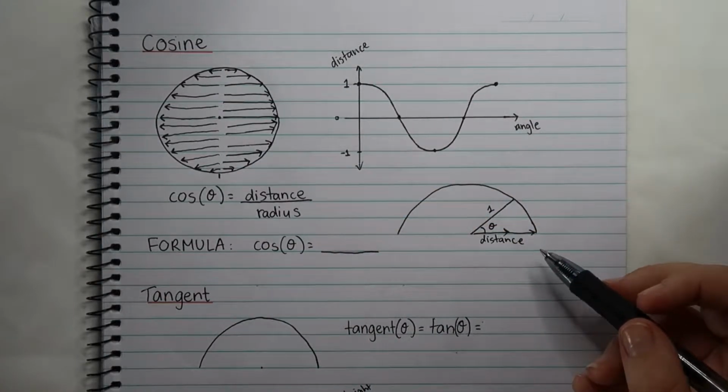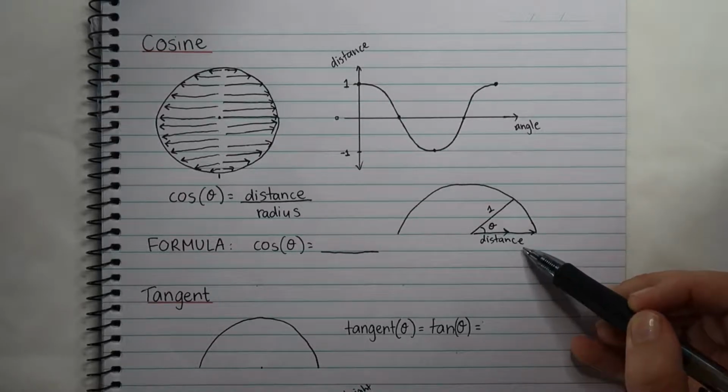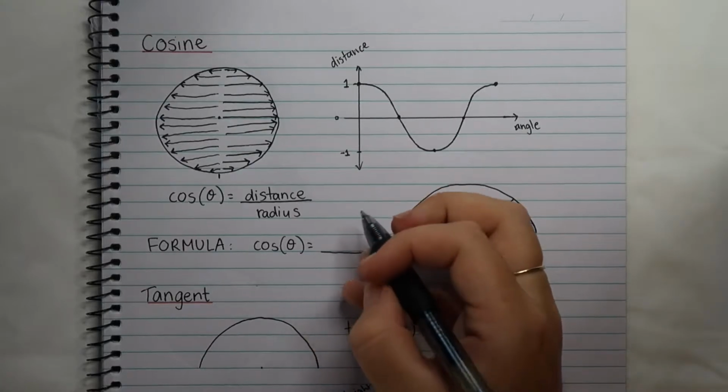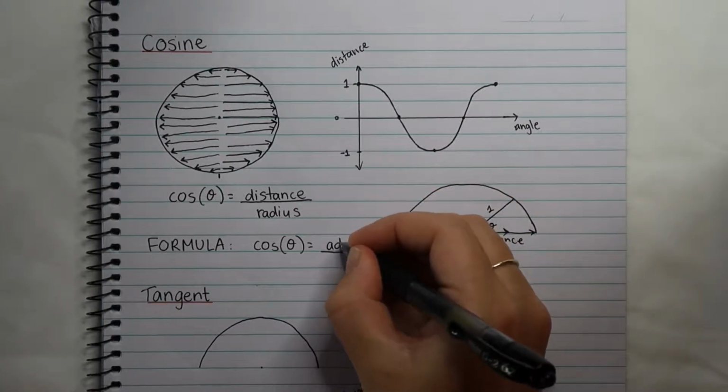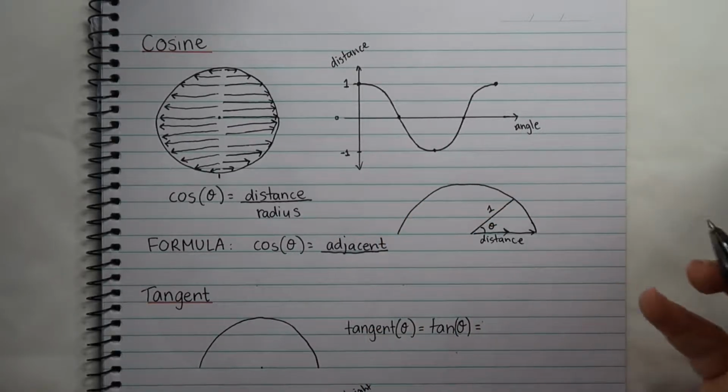So the distance of the side closest to the angle, so here's our angle, and this is our closest side. That side is called our adjacent. So rewriting our formula, we get cos theta equals adjacent divided by our hypotenuse.